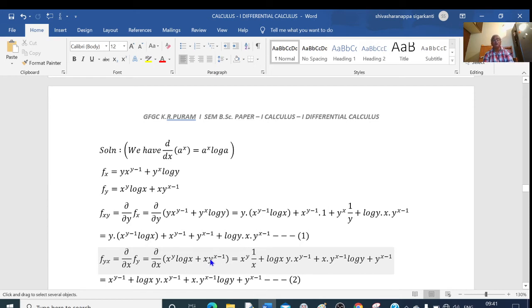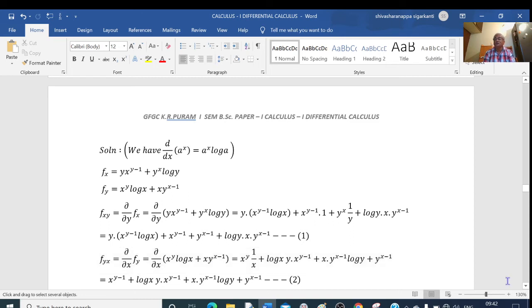Therefore, I have to apply the product rule. Again, first function is x into differentiation of this. Here y is a constant quantity, x minus 1 is the variable. So its derivative is y to the power of x minus 1 into log y. Okay, y to the power of x minus 1 into log y plus second function y to the power of x minus 1, derivative of x is 1.